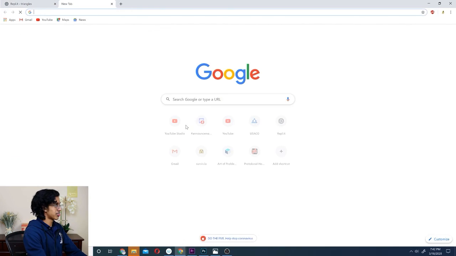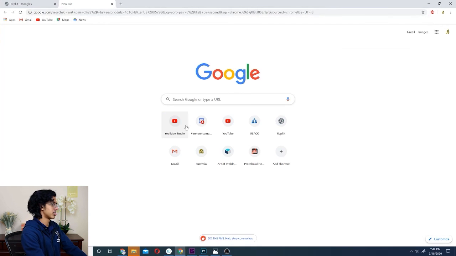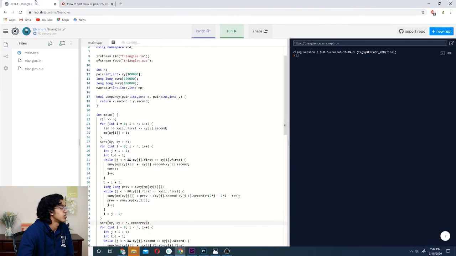Okay fine, let's see. Sort pair C++ by second. Is there any easy way to do it? Oh, I'm bad at writing code. Okay, so basically the problem is here. Okay, that took a while, damn, okay.